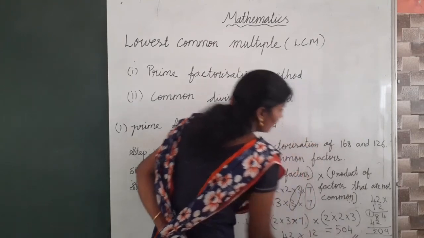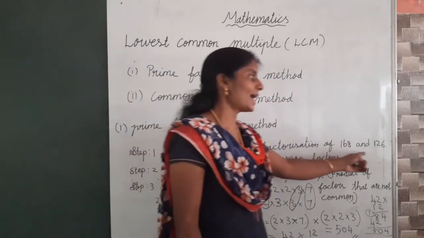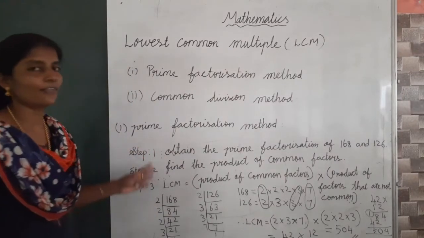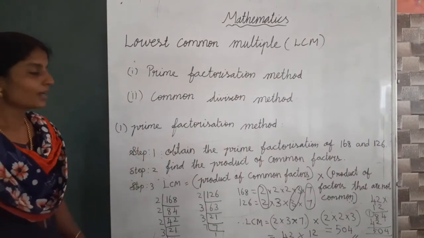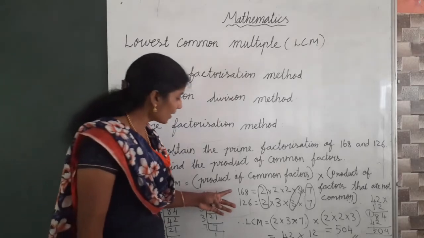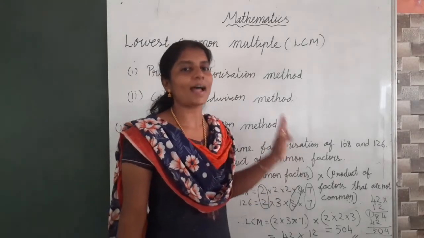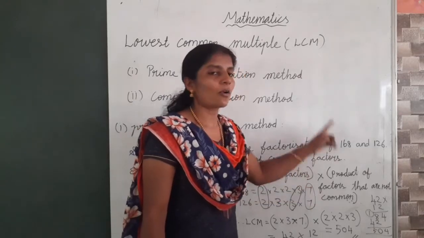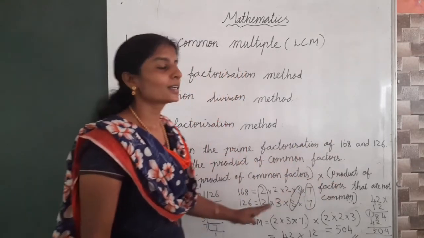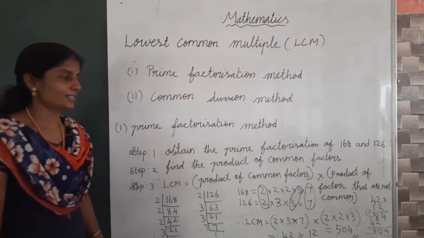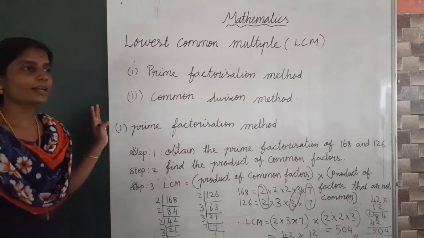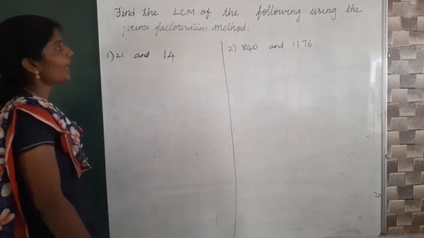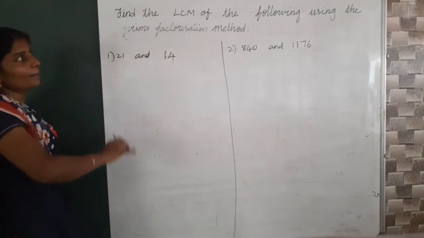504 is the LCM of 168 and 126. What's the difference between HCF and LCM? HCF means the product of the common factors. LCM means the product of the common factors into the product of the factors that are not common. Okay? Are you clear?